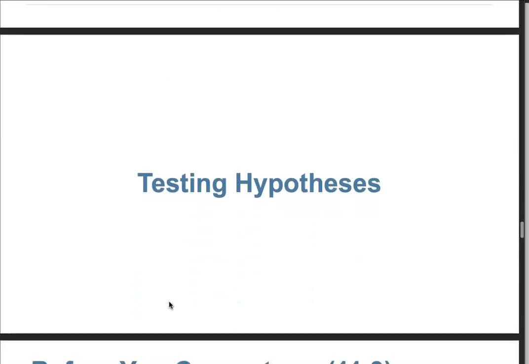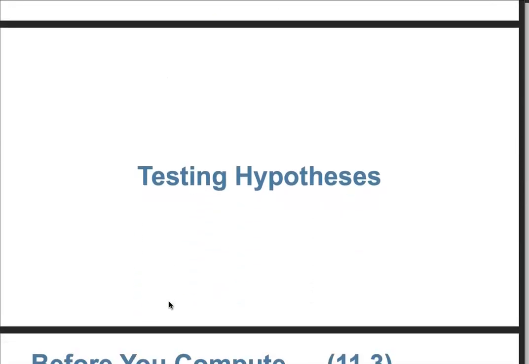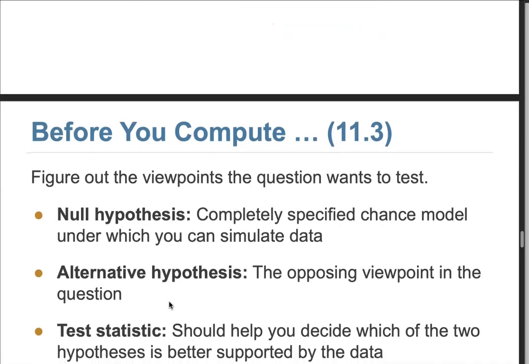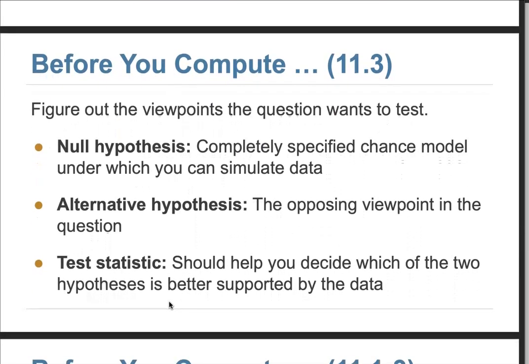Actually, I do want to spend more time talking about hypothesis testing. We talked about many different ways of testing hypotheses. When you do hypothesis testing, it means we have a model we want to evaluate, to accept or reject. For the model we try to evaluate, we make our null hypothesis statement. It completely specifies a chance model under which you can simulate the data. Then we have the alternative hypothesis, which is the opposite viewpoint on that question.